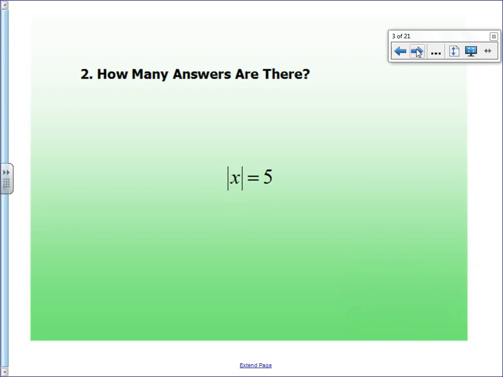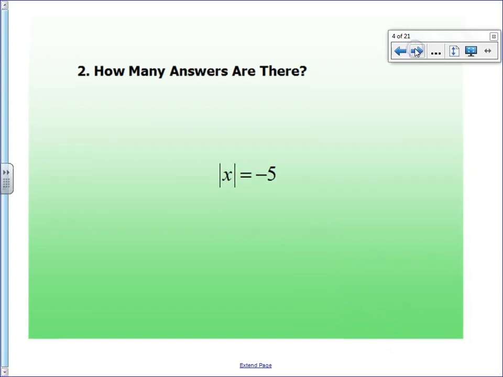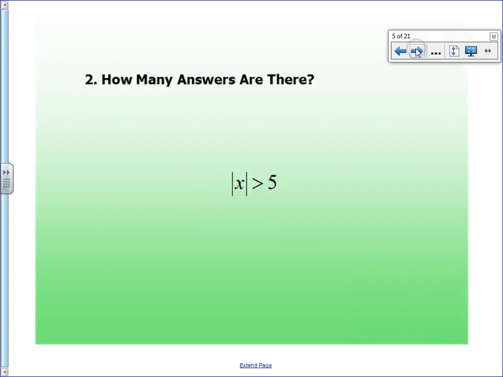Then we got into absolute value. How many solutions are there? Well, x can be equal to either 5 or x can equal negative 5. So there are times that we found that there are two solutions to an equation. In this case, the absolute value equals negative 5, well, there's no solution here. So some equations don't have a solution because I can't take the absolute value and make it a negative number. Okay? Because there's never a negative distance from 0.